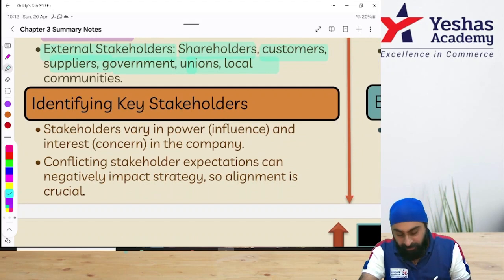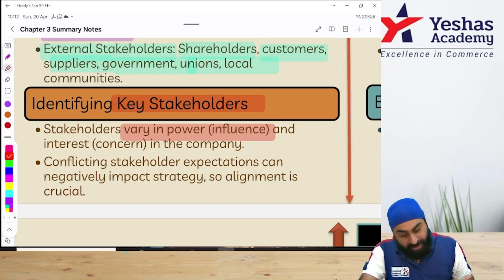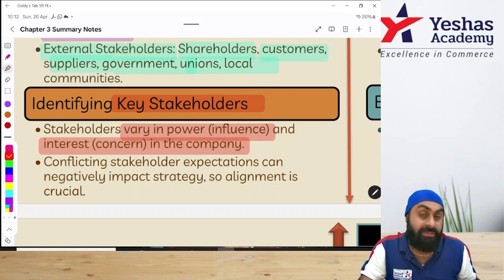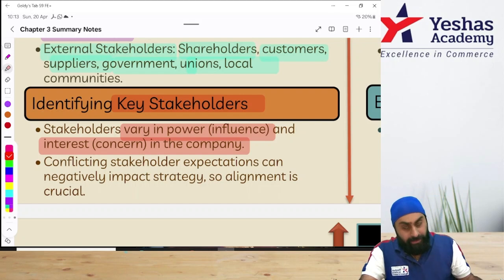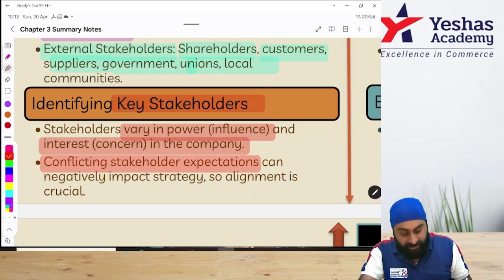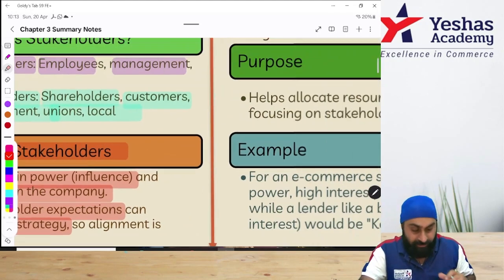Now, identify key stakeholders. What do you mean by this? A really interesting thing. Stakeholders vary in power, in how much they can influence. There are some stakeholders who can influence more and some who can influence less. And there are some stakeholders who have more interest in the company and some who have less. What is the biggest problem in understanding this? Conflicting stakeholder expectations can negatively impact the strategy. So it is very important to align the stakeholders in the right direction.